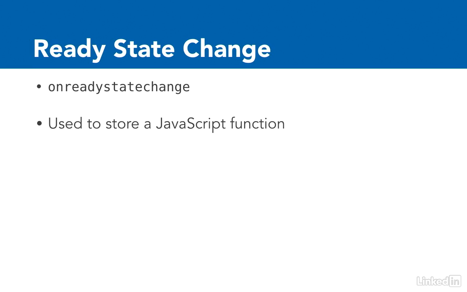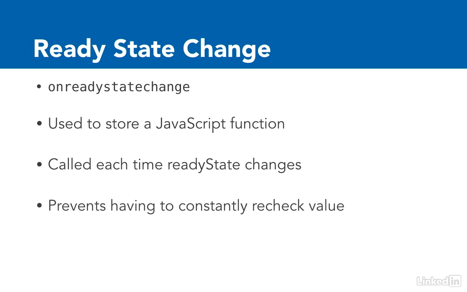And that's by using a feature that allows us to detect whenever the ready state changes. The XML HTTP object has another function called onreadystatechange, all run together, all lowercase, and it's used to store a JavaScript function. And that function, whatever we define as onreadystatechange, is going to be called each and every time that ready state changes. It doesn't matter what it changes to. It's not like it just waits till we get to ready state of 4. Every time it changes, it's going to run our function again.